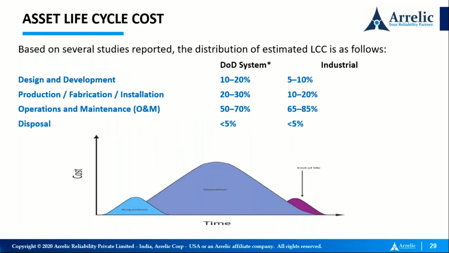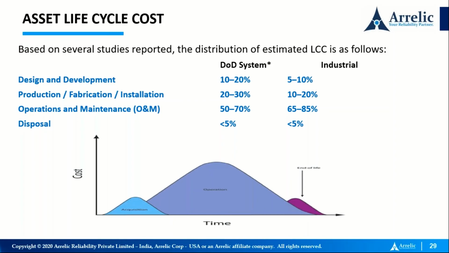I'll go over this again. Design and development of the plant is about 5 to 10%. Production, fabrication, installation is about 10 to 20%. Then the biggest chunk of the cost is in the operations and maintenance, O&M phase, and that is 65 to 85%. Disposal for most plants is less than 5%.